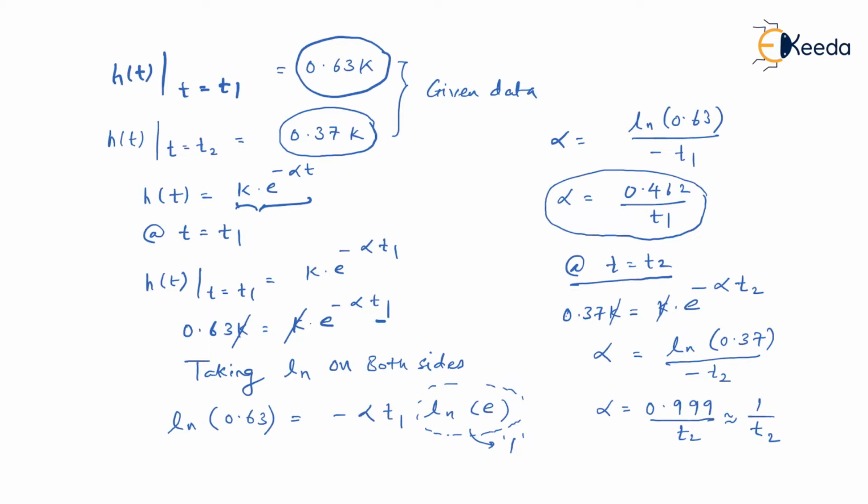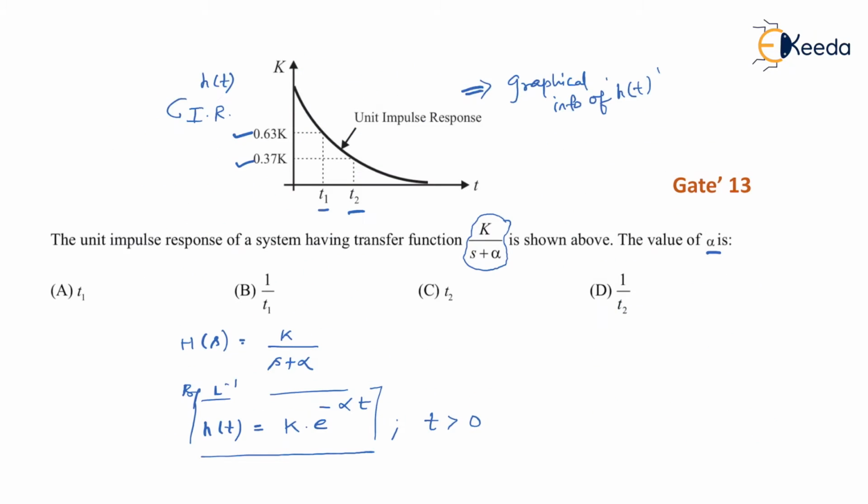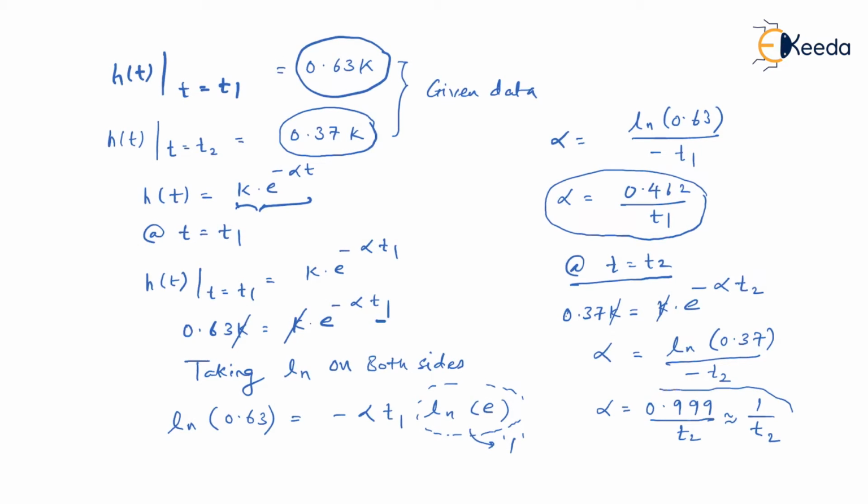So let us go back to the problem and see. If you look at the options, it is nothing but option D. So it is 1 upon t2. So the value of alpha has come out to be 1 upon t2. Even though we had alpha in terms of t1 also, since it is not matching with the options, we have discarded the others. So alpha equal to 1 upon t2 would be the correct answer.